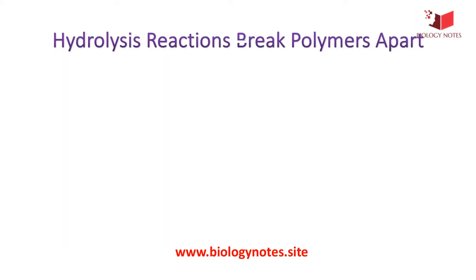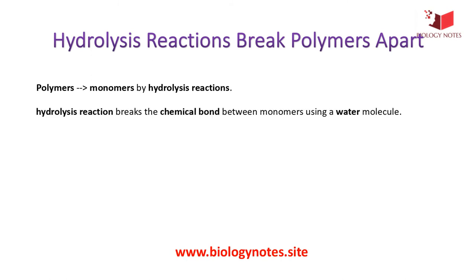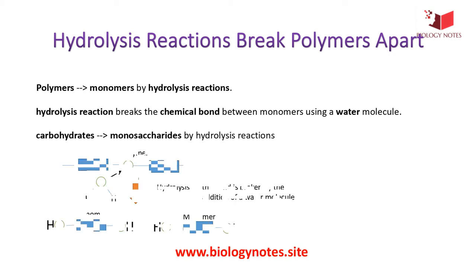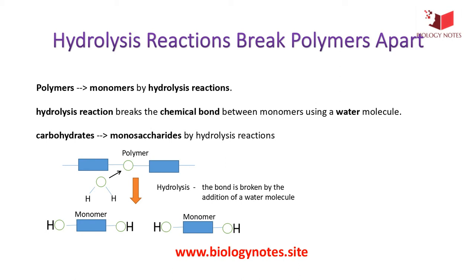Hydrolysis reactions break polymers apart. Polymers can be broken down into monomers by hydrolysis reactions. A hydrolysis reaction breaks the chemical bond between monomers using a water molecule. It's basically the opposite of a condensation reaction. For example, carbohydrates can be broken down into their constituent monosaccharides by hydrolysis reactions.